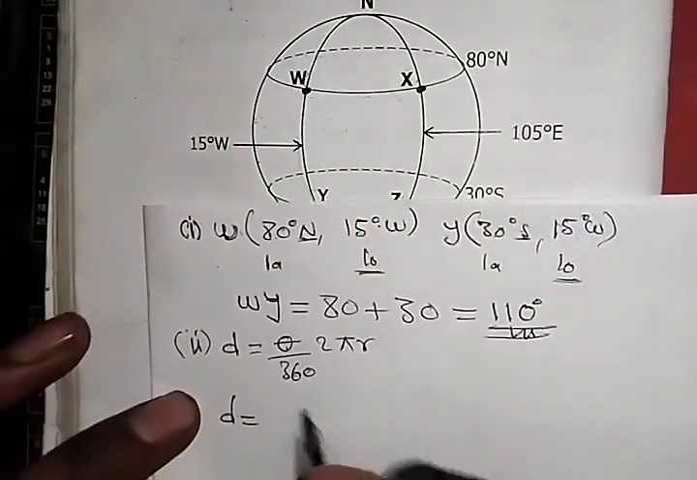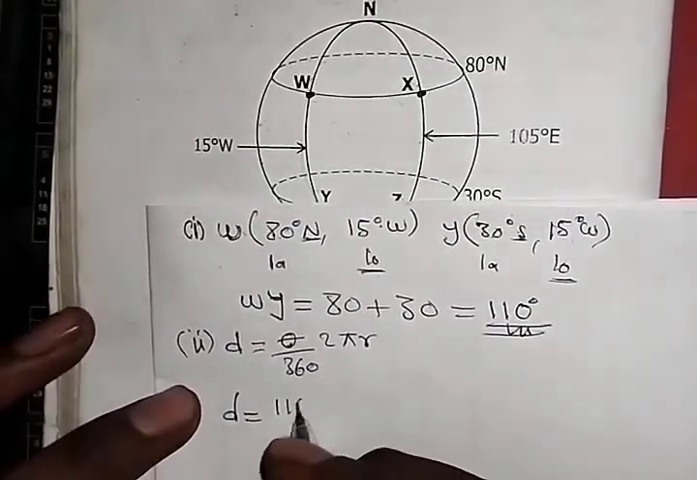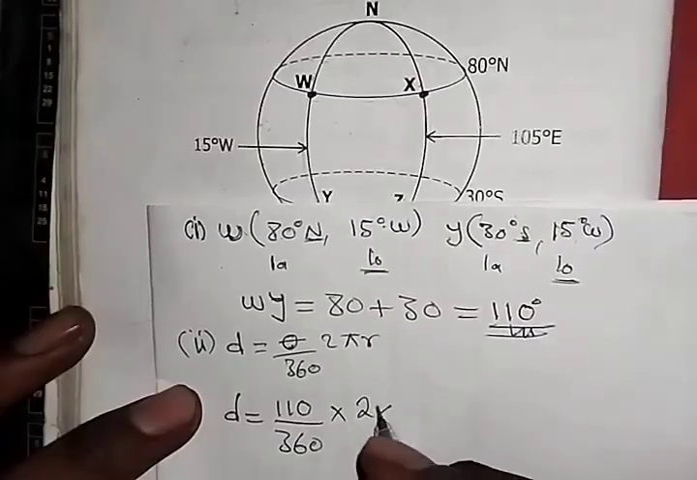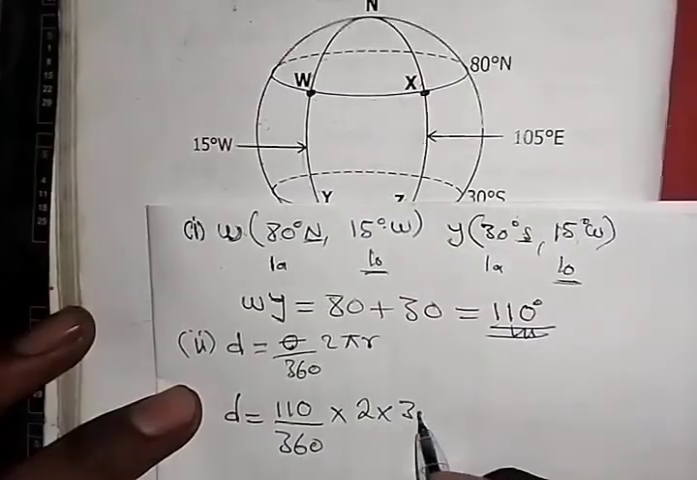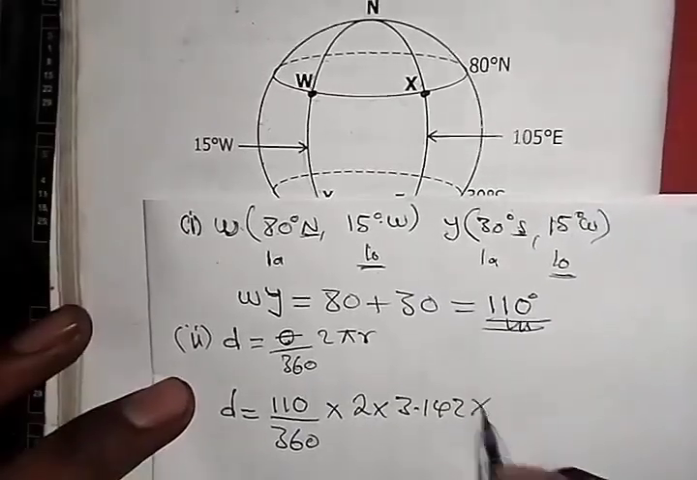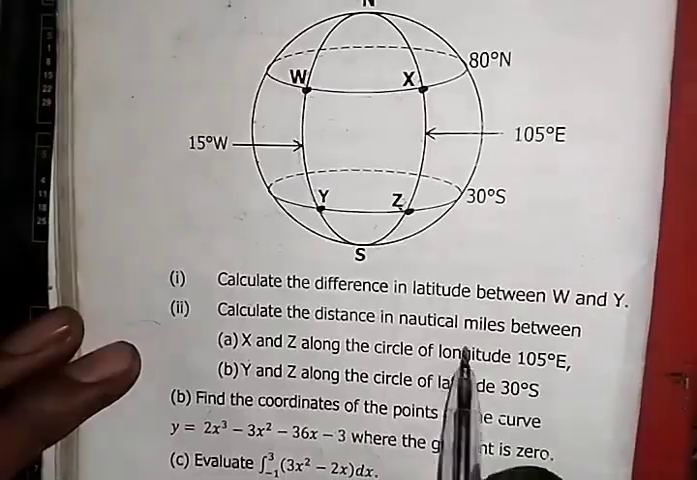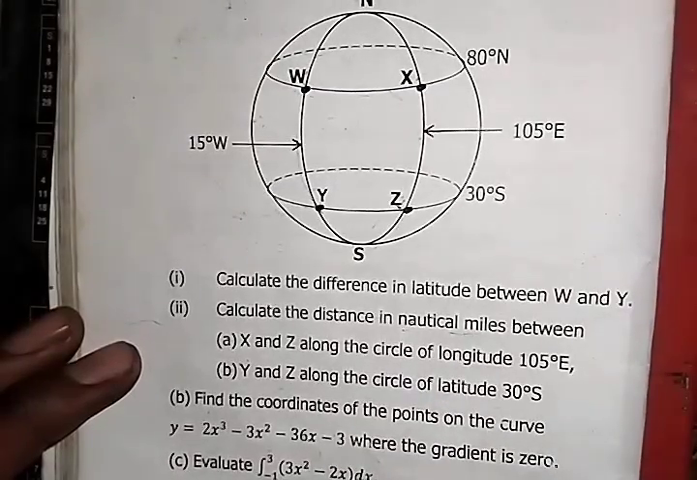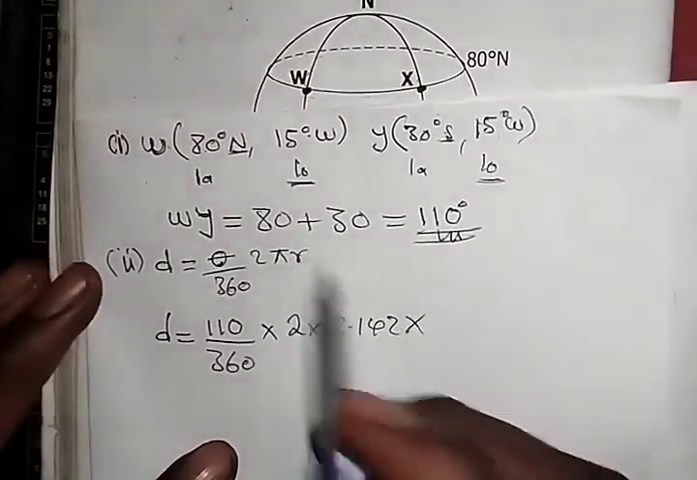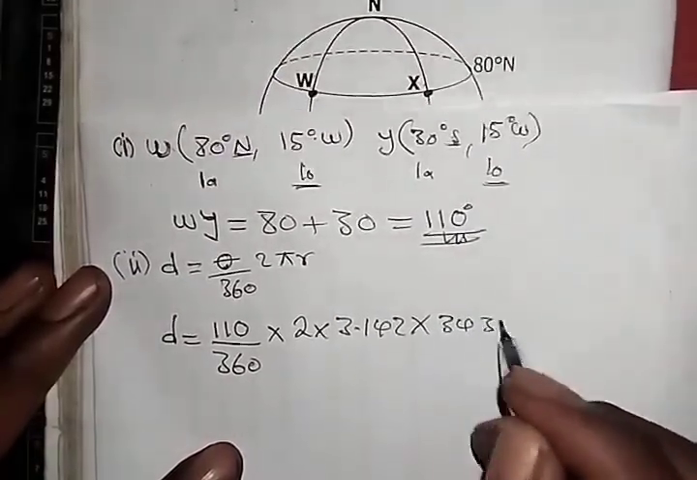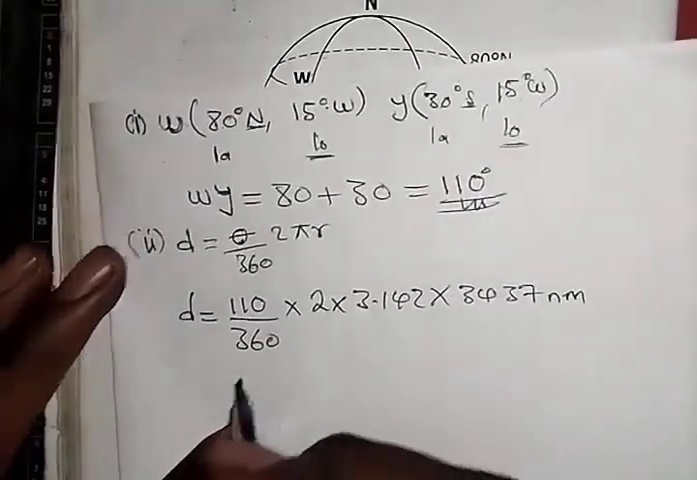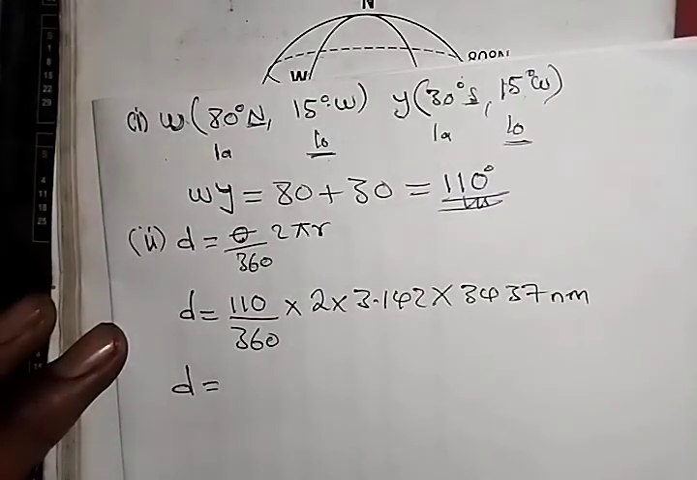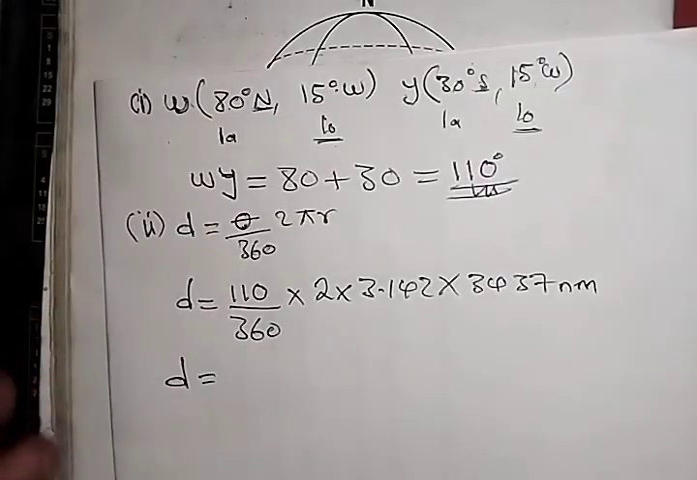So now where there is theta, we're going to put 110 over 360 times 2 times pi, which is 3.142 times r. The question has said we should calculate the distance in nautical miles. So for nautical miles, the r will be 3437. So where there is r, we put 3437 nautical miles.